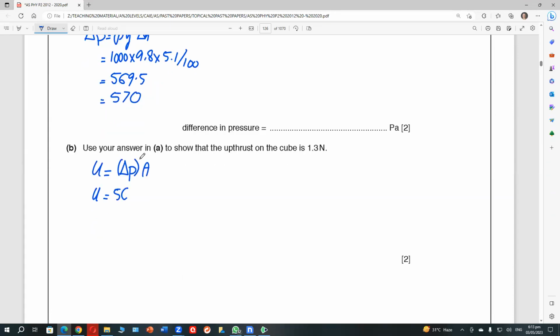569.5. It's coming as 1.4. Okay, I did it with 570, or else with 569.5 it's 1.32, almost 1.32.